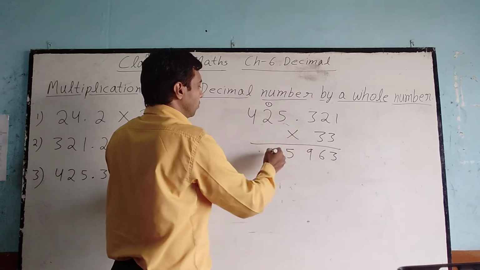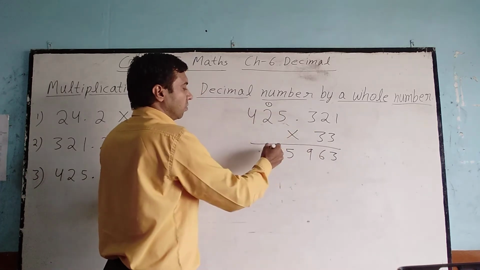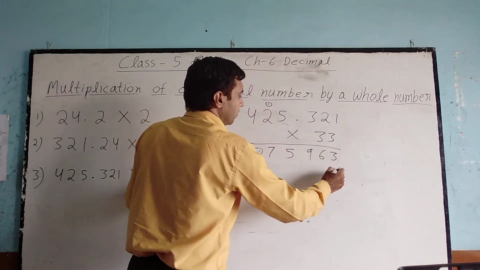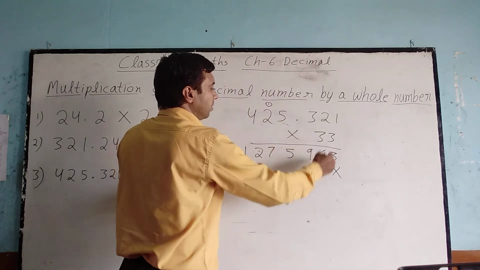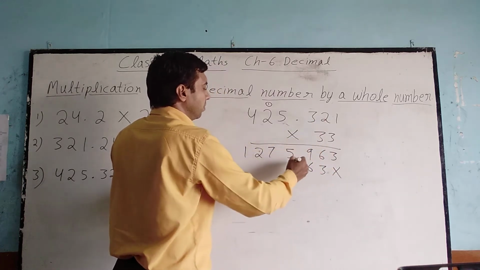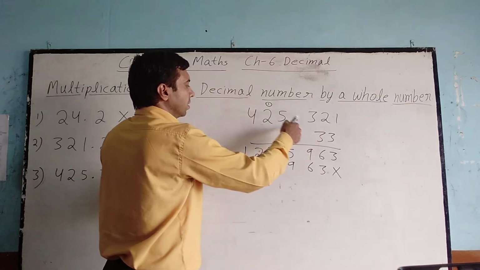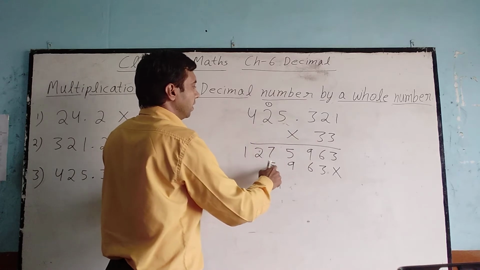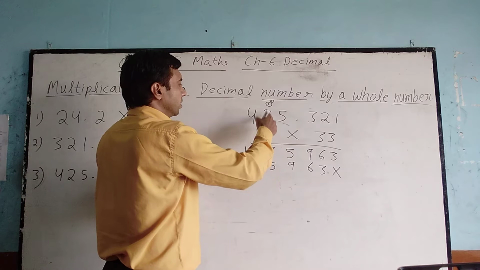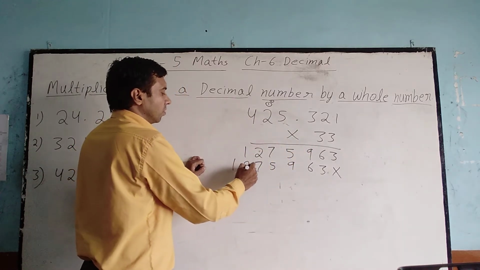3 multiply 2, 6. 6 plus 1, 7. 3 multiply 4, 12. Cross here. 3 multiply 1, 3. 3 multiply 2, 6. 3 multiply 3, 9. 3 multiply 5, 15. Write 5 here, 1 carry. 3 multiply 2, 6. 6 plus 1, 7. 3 multiply 4, 12.